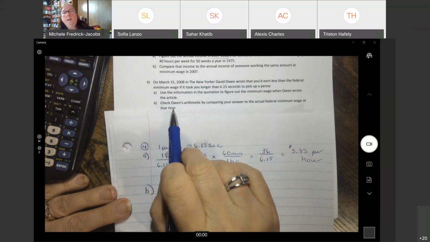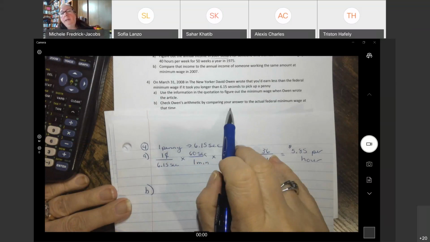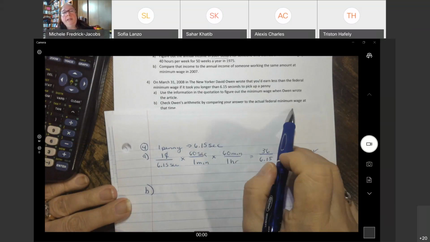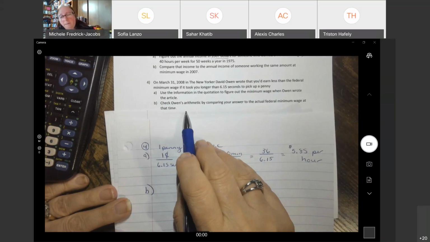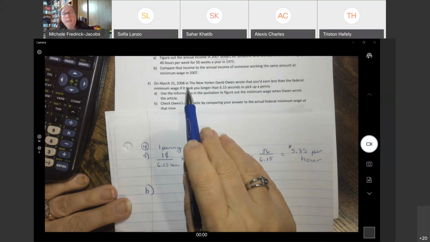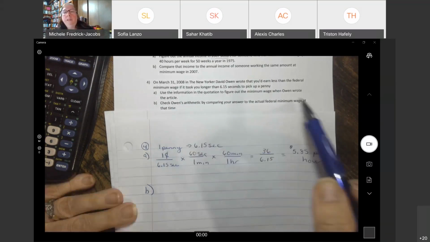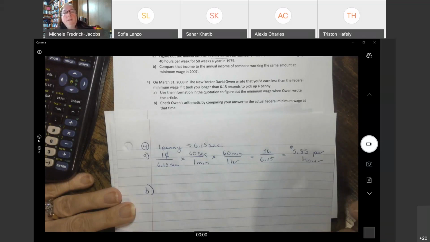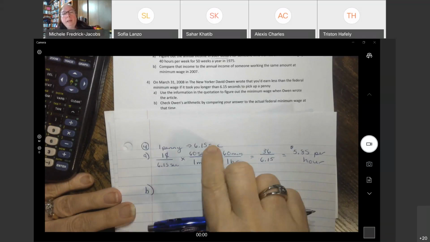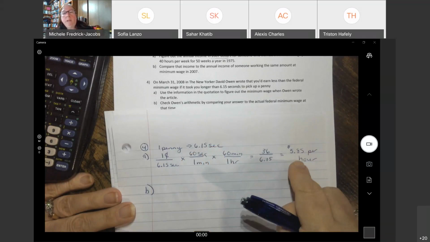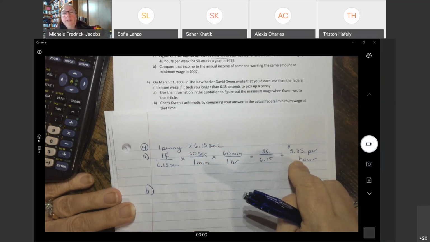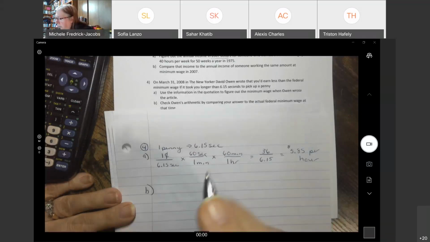The next one says, check Owen's arithmetic by comparing your answer to the actual federal minimum wage at that time. So we want to use the history of minimum wage and see if it's the month March of 2008, if the minimum wage was $5.85. So he said 1 penny every 6.15 seconds. Was the minimum wage in March of 2008 $5.85?